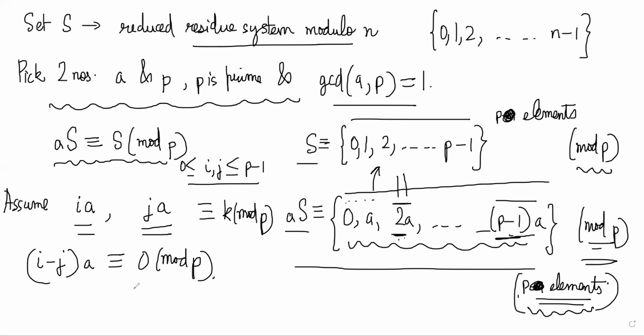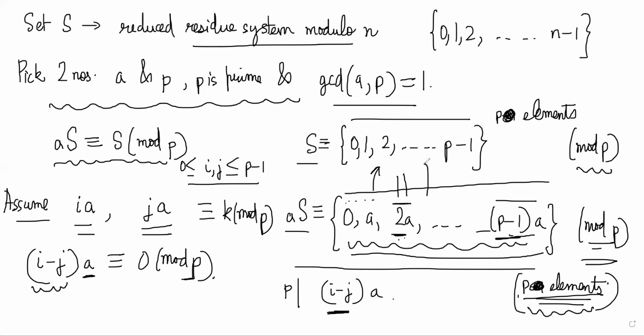And A and P have no common factors, right? And I minus J is less than P, so it cannot be divided by P. So here we know that P divides (I minus J) times A, but P cannot divide A and P cannot divide I minus J also. So it's a contradiction, right? None of the remainders here will be identical, and there are P remainders. So they must form the residue class here. That is the proper way to prove this.